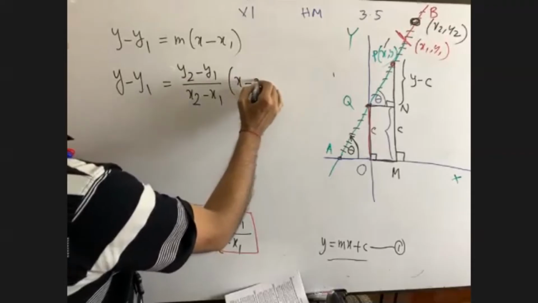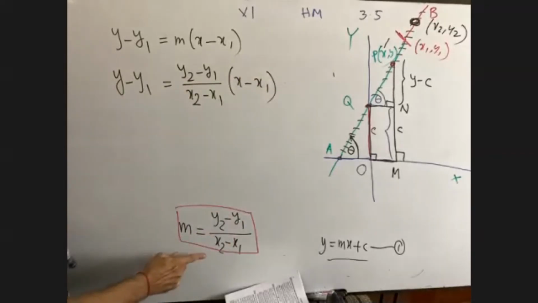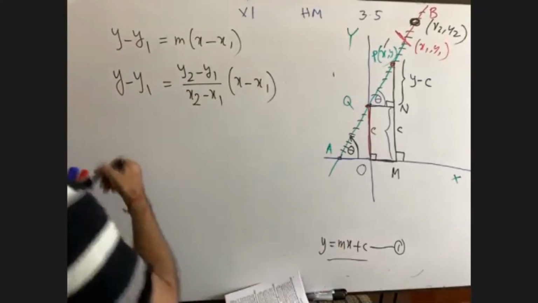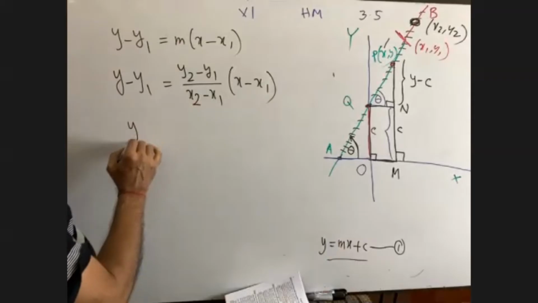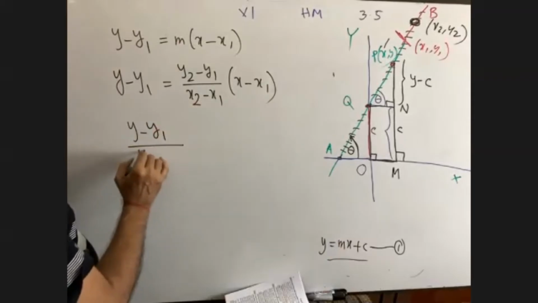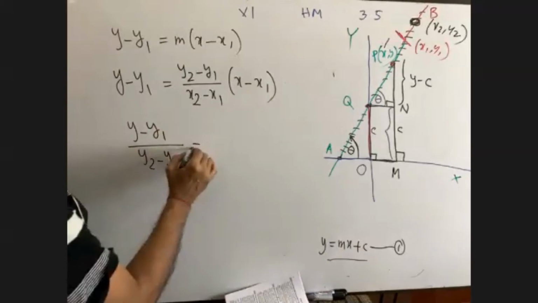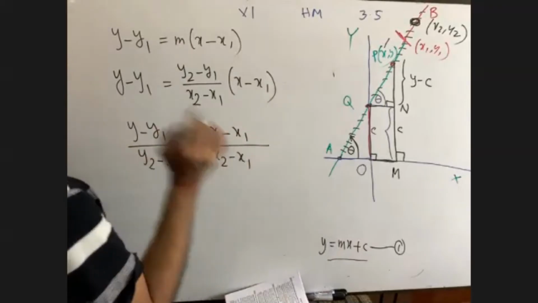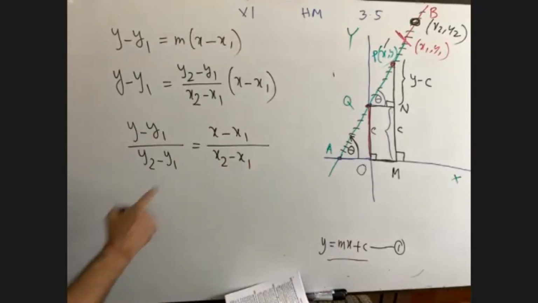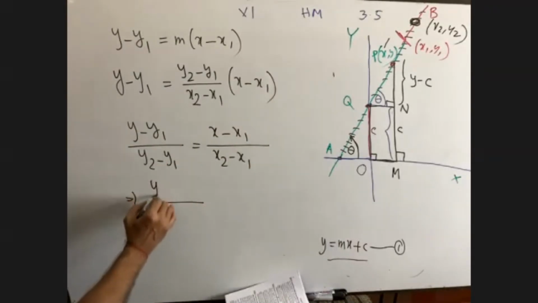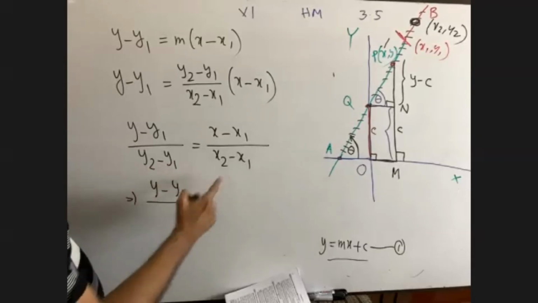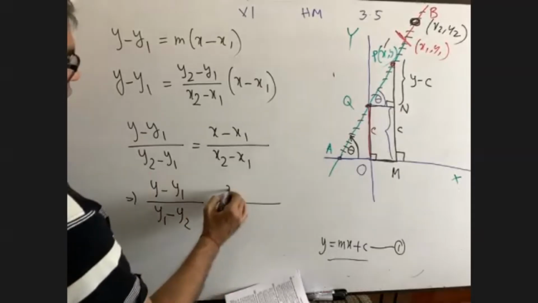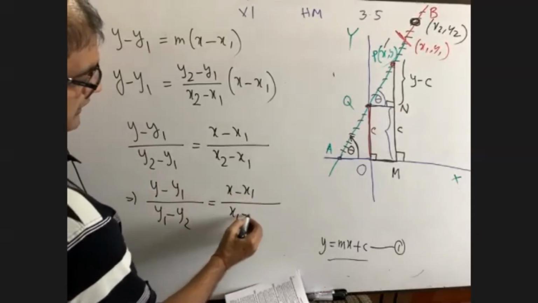Now, if we subtract these two, then we get Y1 minus Y2. C will be omitted. M can be taken common, X1 minus X2. So from here, we can write down M equals to Y1 minus Y2 by X1 minus X2. This is the formula to find out the slope if two points are given. Or we can write it like this, Y2 minus Y1 by X2 minus X1. This is the formula how we can find the slope.